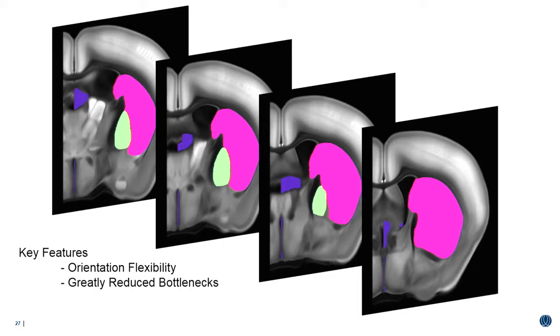And there are greatly reduced bottlenecks taking structures one at a time. So Chuanzin can start to define many structures and hand it off to a team of production associates who could do the fill-in and smoothing. And of course, there's ongoing 3D feedback.